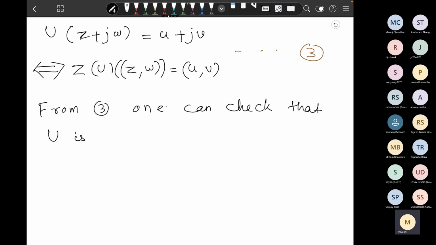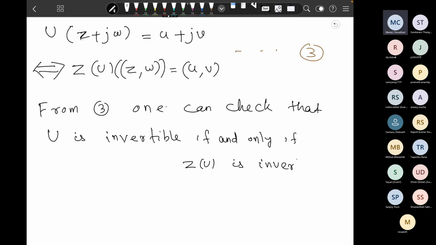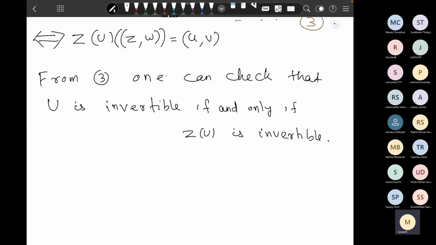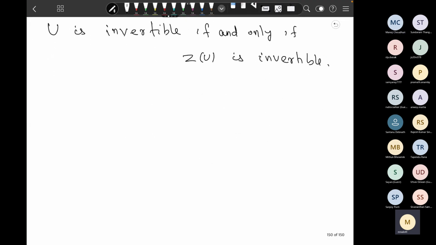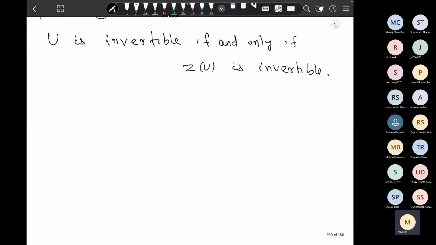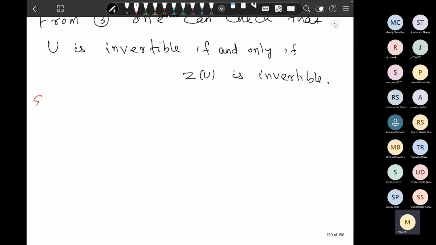EU is invertible if and only if ZU is invertible. Okay, so you can check that from 3. Also, there are various ways to check this thing. From 3 it is also clear. So this is the thing you really understand, and then I will give an exercise.